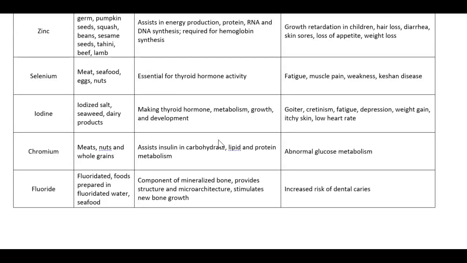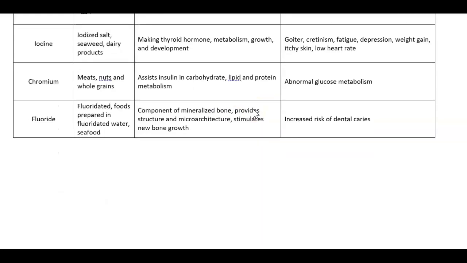Chromium, found in meat, nuts, and whole grains. It assists insulin in carbohydrate, lipid, and protein metabolism, so it works alongside insulin. And low levels would indicate abnormal glucose metabolism, so we're not breaking up the glucose the way that we should.